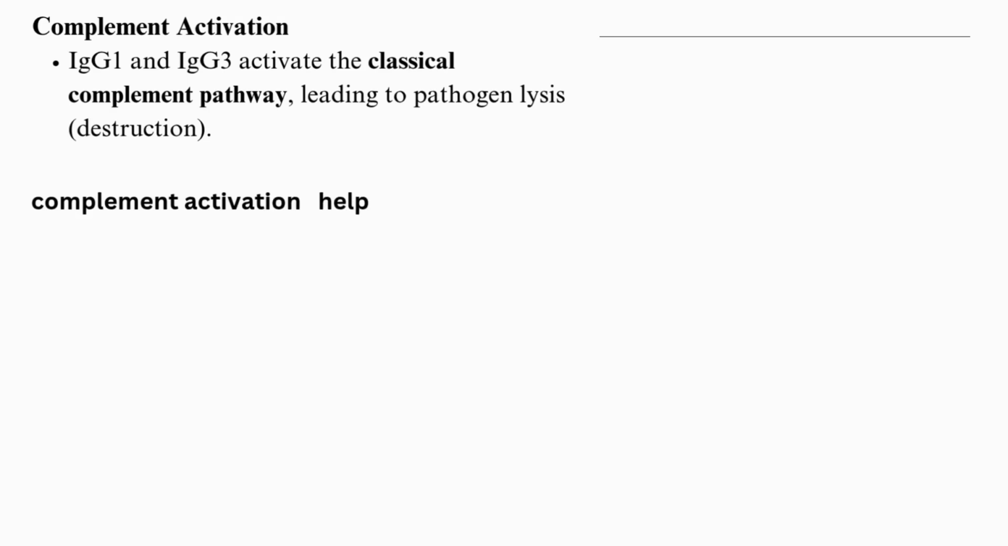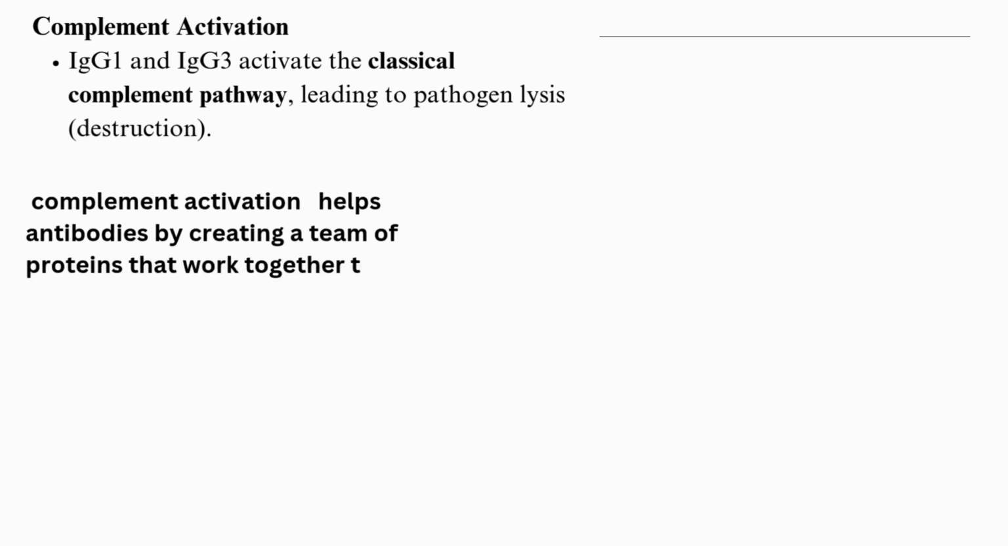Complement activation: especially IgG1 and IgG3 activate the classical complement pathway, which causes lysis or destruction of the pathogen. So what is complement activation? Complement activation helps the antibodies by creating a team of proteins which work together to fight against bacteria, pathogens or viruses.